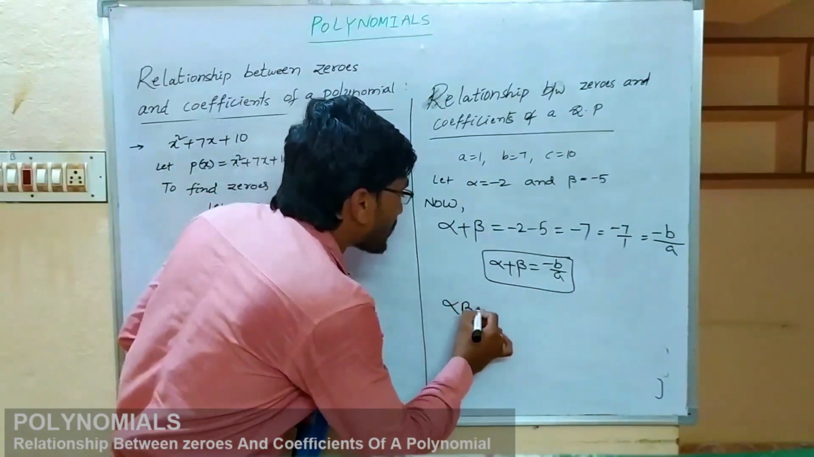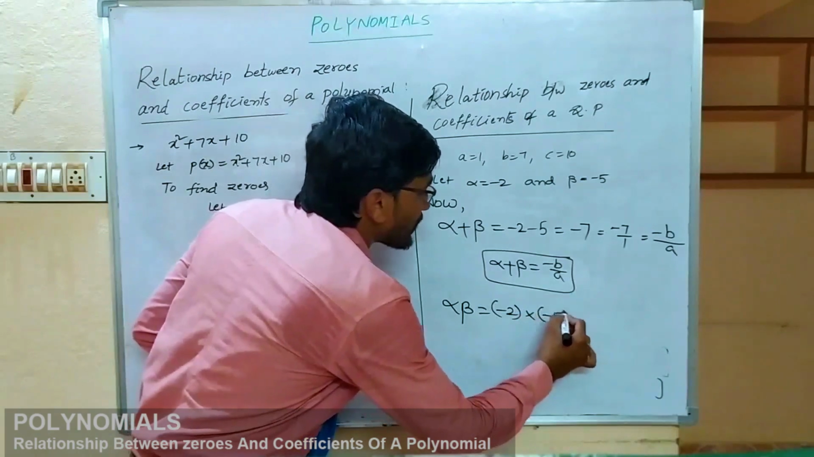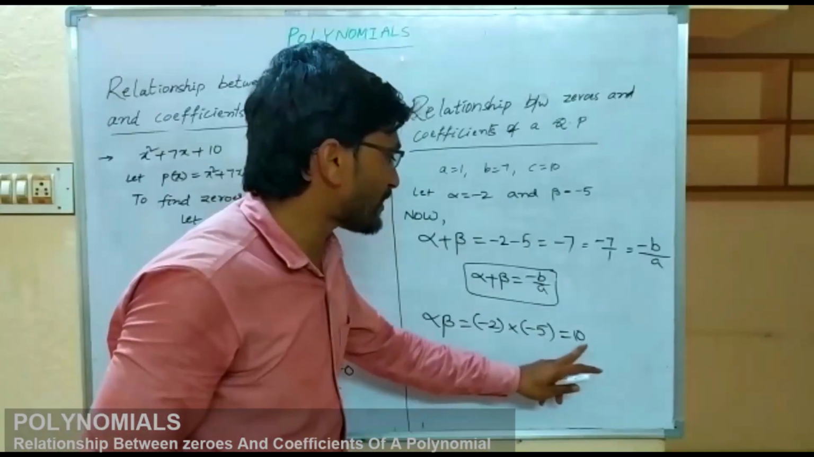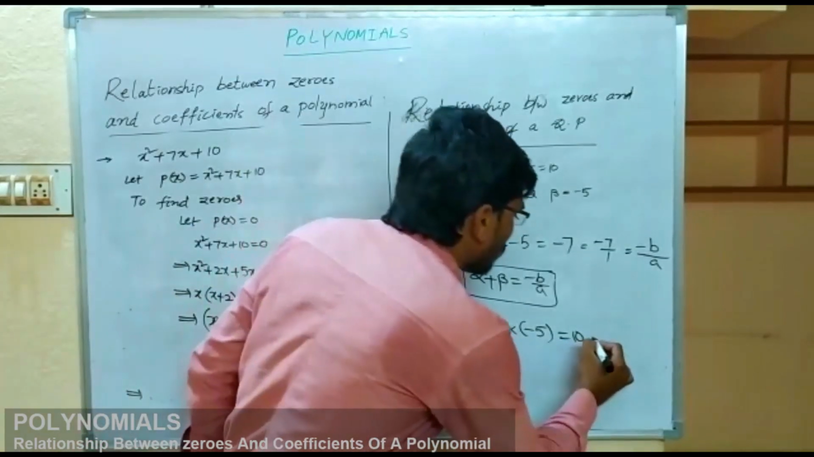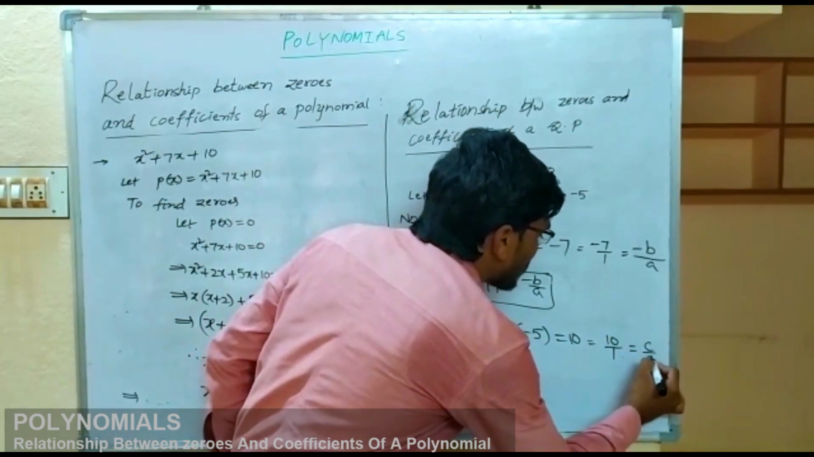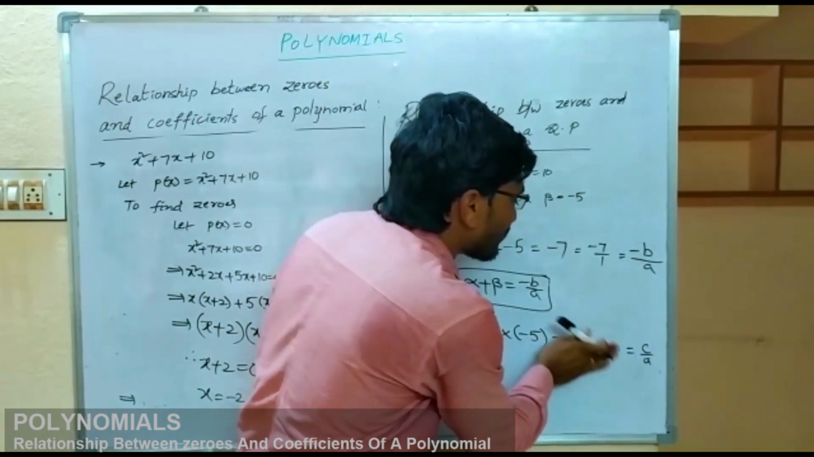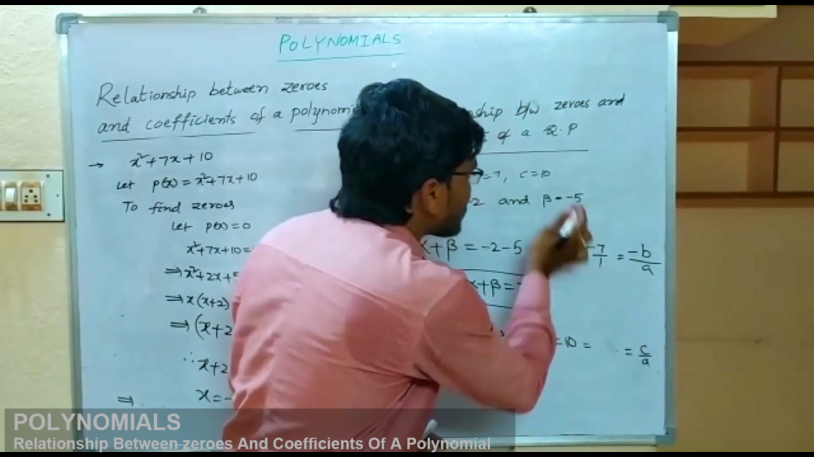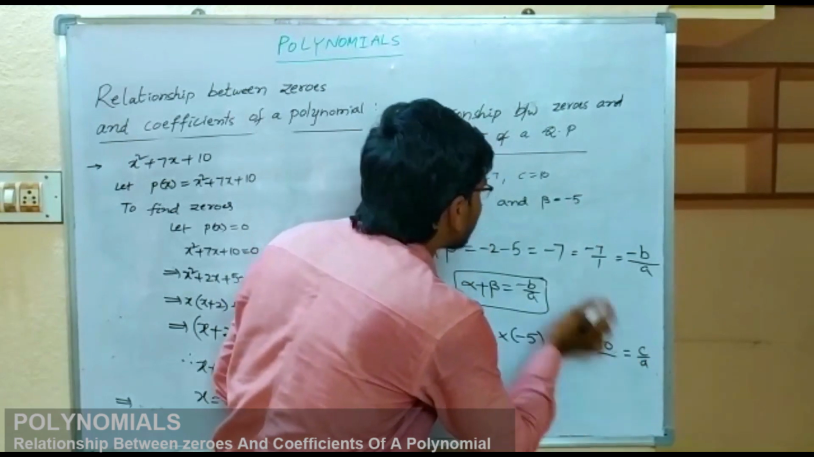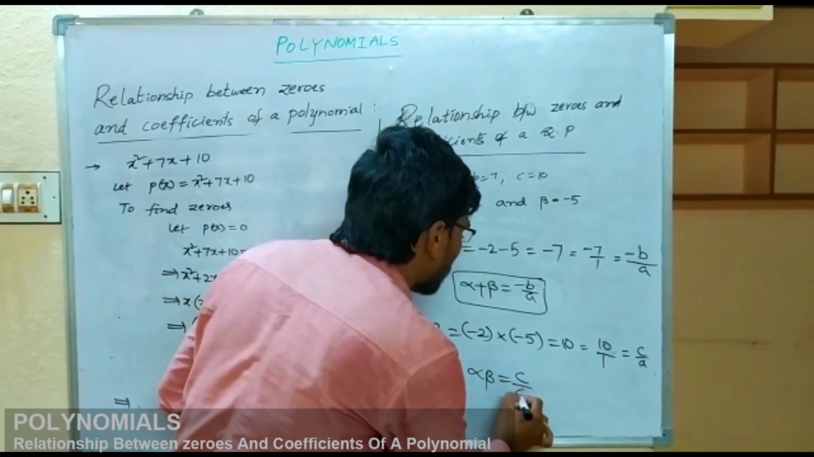Now alpha beta is equal to minus 2 into minus 5, which is equal to 10. So then we can write 10 divided by 1 equal to c by a. 10 is nothing but what? C. 1 is nothing but a. Otherwise we can write c by a, c is nothing but 10, divided by a is nothing but 1. So finally alpha beta is equal to c by a.